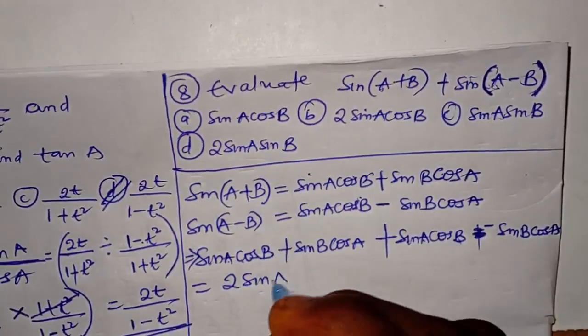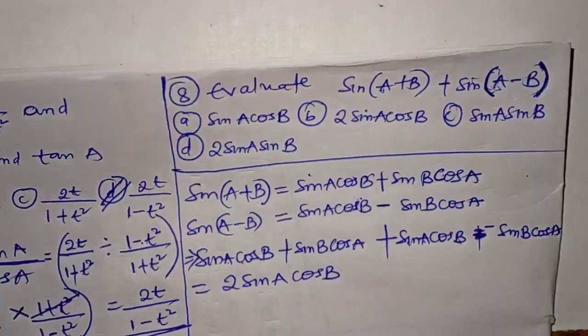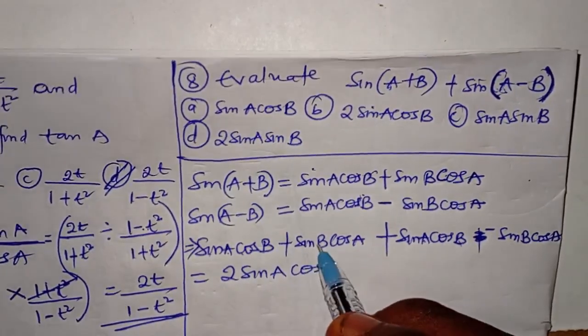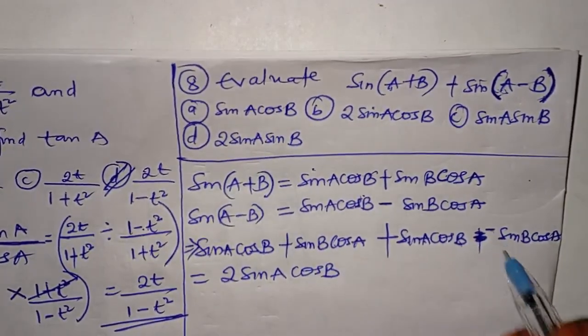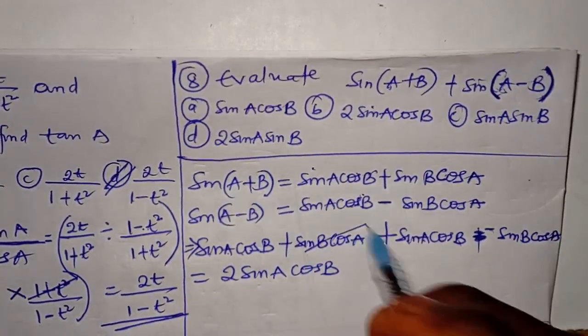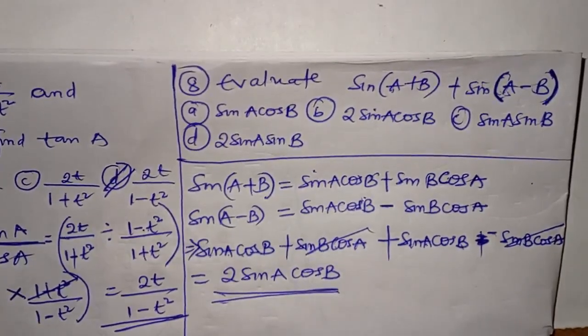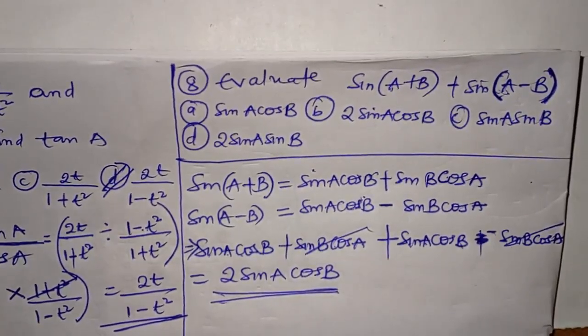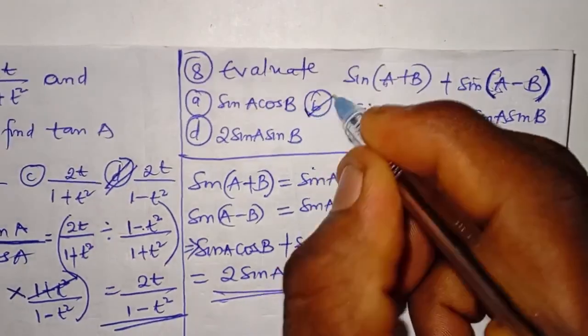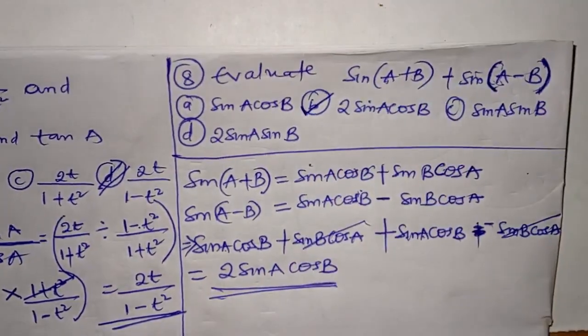2 sine A cos B. But sine B cos A minus sine B cos A, they will cancel out. So this is what's left: 2 sine A cos B. And 2 sine A cos B is found in option B. This is the answer to this question.